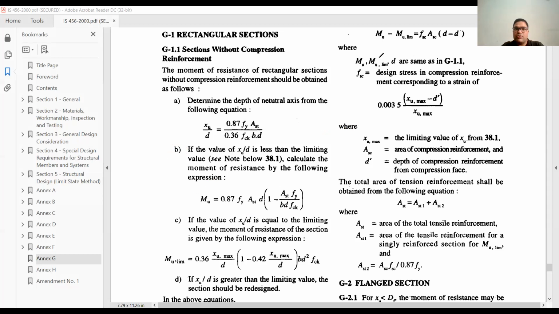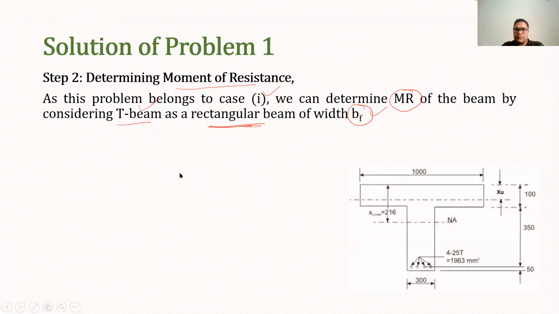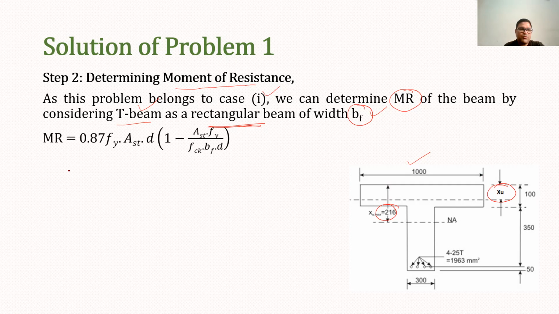Now I'm again going to the slide. This is our final diagram. Here we have the maximum depth of neutral axis, and our actual depth of neutral axis is lying in the flange because the value of XU is less than DF value. This is how we can draw the diagram to show all the values. Here is the formula to calculate the moment of resistance of our T-beam, and here you can see B is replaced by BF.